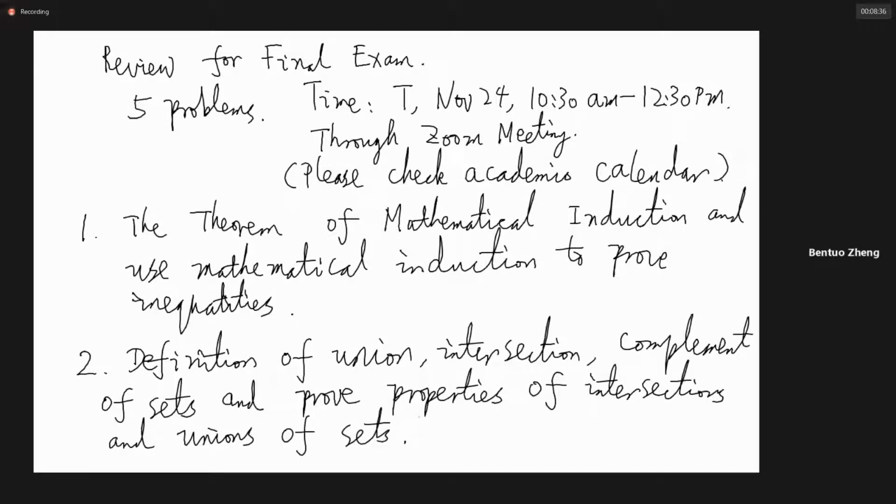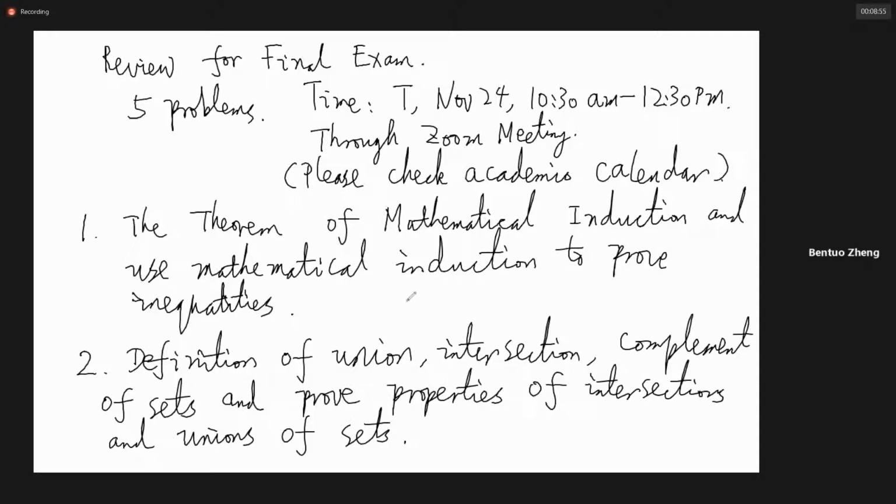All right, so the second problem is about sets. So first we have to know the definition of union, intersection, and complement of sets. And also you need to prove, for example, one of the De Morgan's laws, or some of the properties we talked about in class.